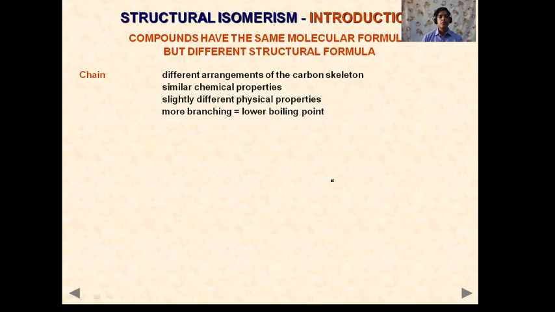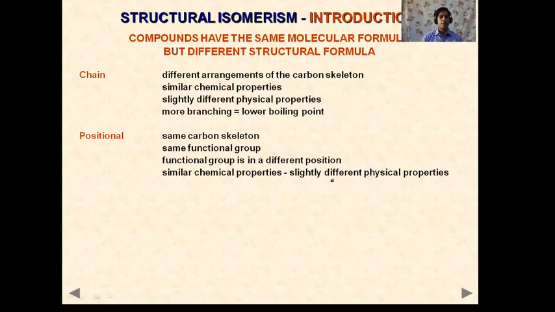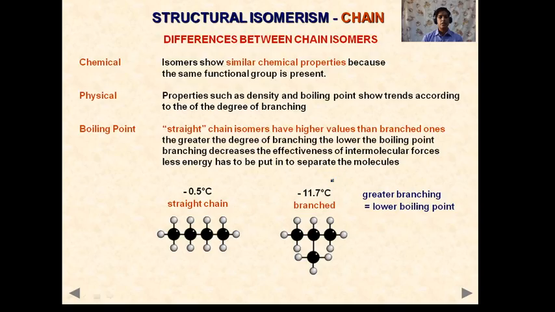Yes, now structural isomerism. Three main types are there. Chain isomerism is one, and we are going to discuss all three in the next slide. Chain isomerism means the same molecular formula but different carbon skeleton.